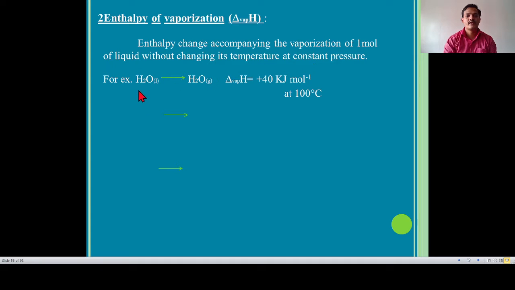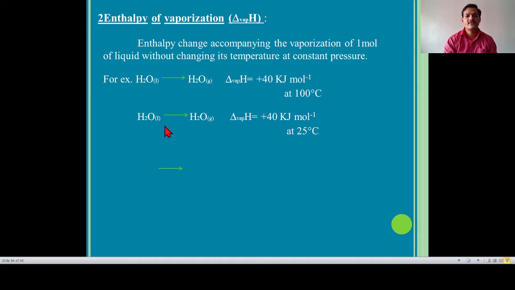For example, I am taking 1 mole of water in the liquid phase, and 1 mole of water in the gaseous phase is formed. Liquid phase converted into gaseous phase, and that enthalpy change is called enthalpy of vaporization. Here enthalpy of vaporization is plus 40 kilojoule per mole at 100 degree Celsius, at constant pressure without changing temperature. Temperature and pressure are constant here.